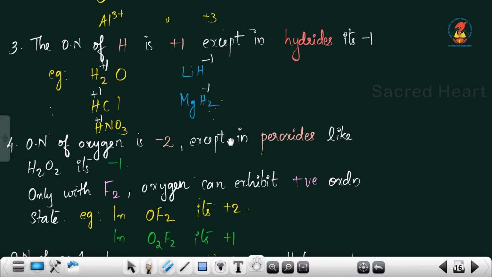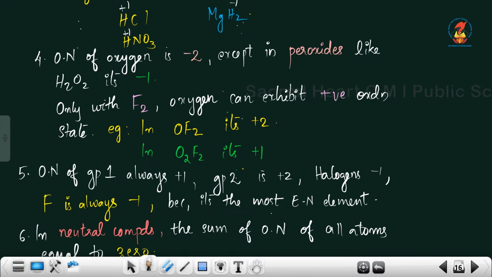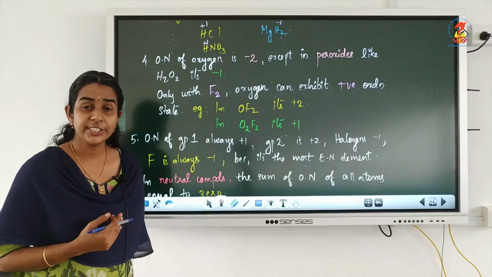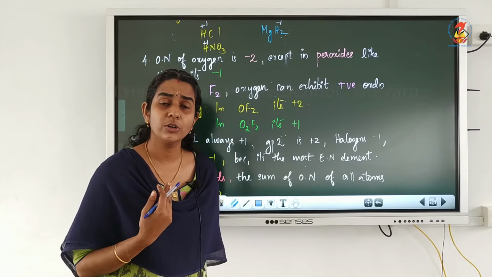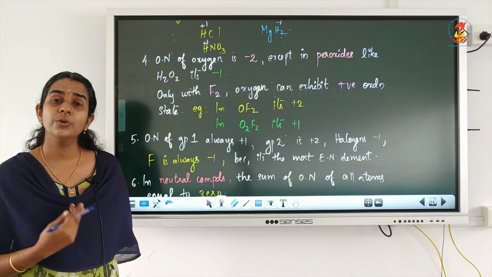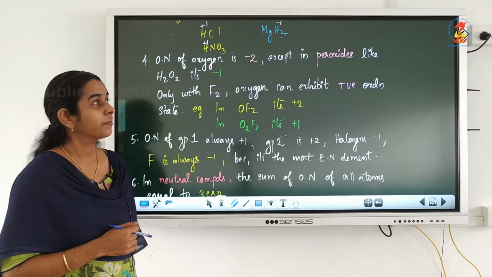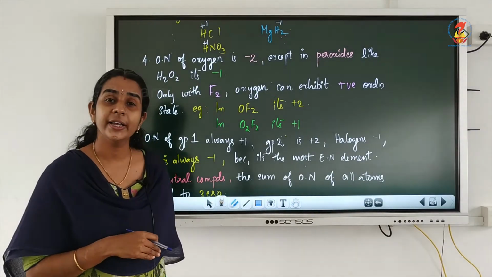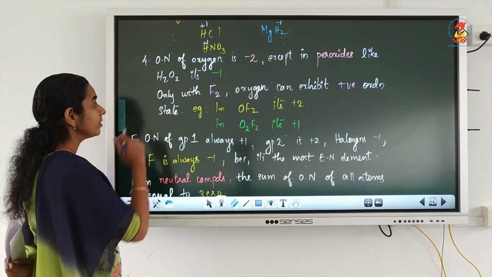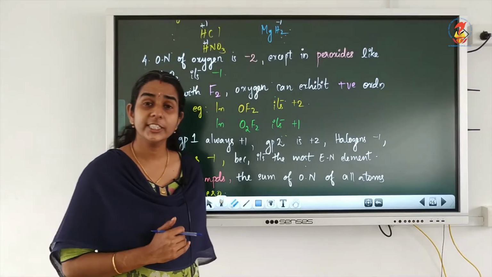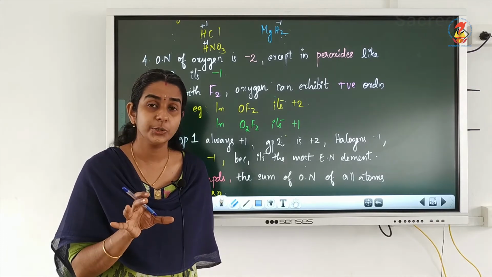Now the fourth rule is that the common oxidation state of oxygen is -2. In most of the compounds, oxygen exhibits -2 oxidation state or oxidation number, except in peroxides. In peroxides, it will be -1, for example, H2O2. Only with fluorine can oxygen exhibit a positive oxidation state. The common oxidation state is -2.